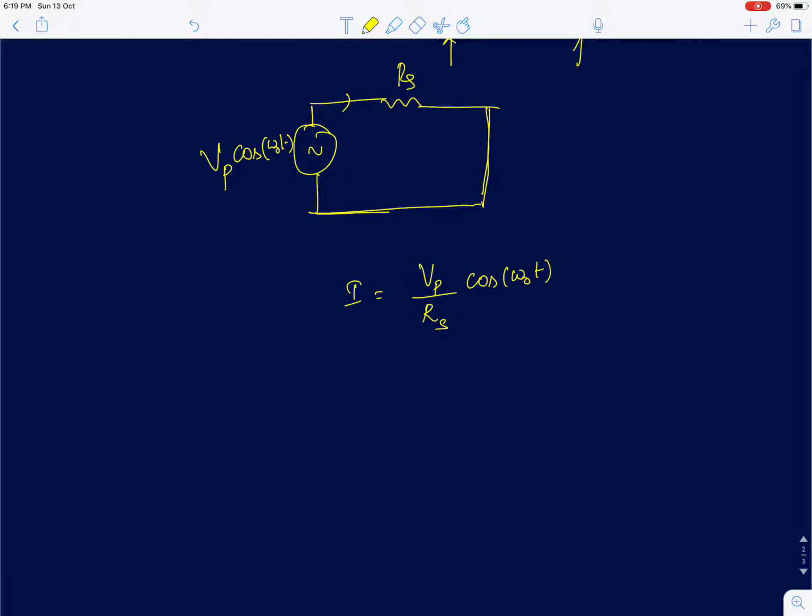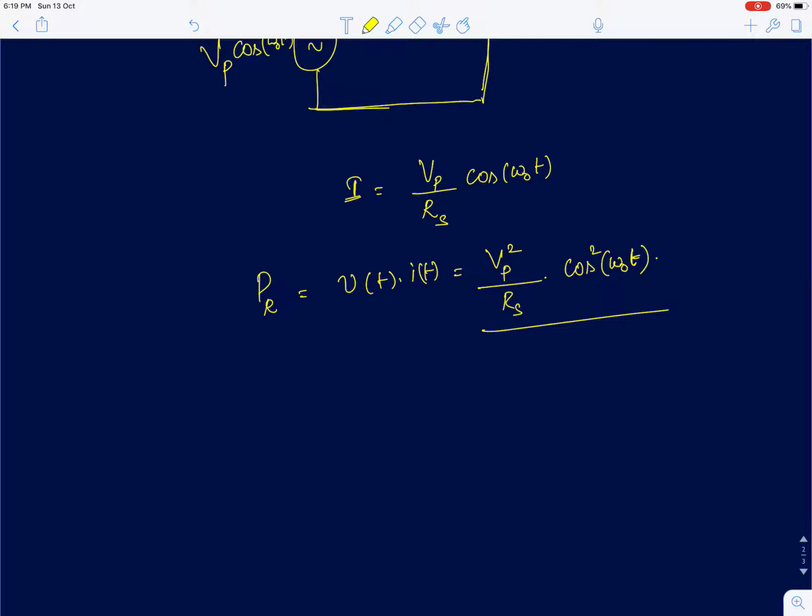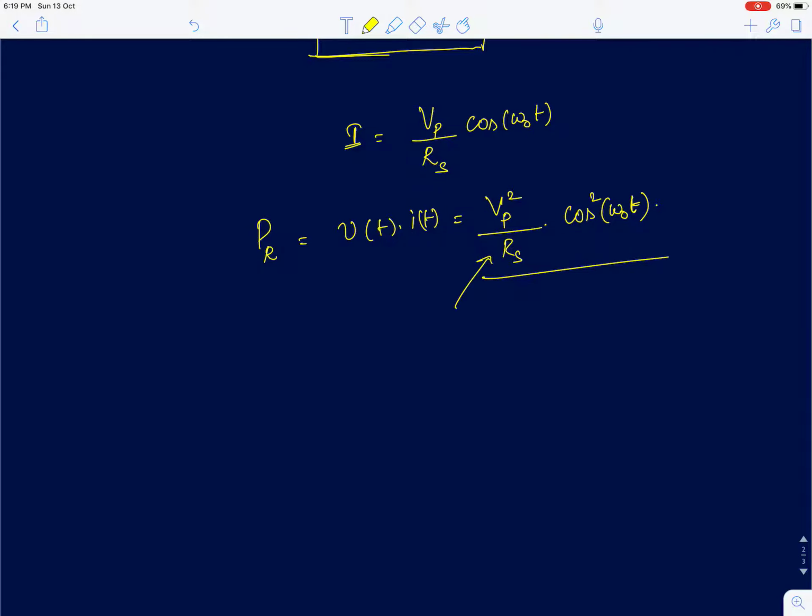Now if I try to find the power dissipated across the resistor, so PR, it's simply going to be v of t into i of t. This is the instantaneous power, which is going to be Vp square by Rs into cos square omega naught t. Now if you look at this power across the resistor, it's always positive.